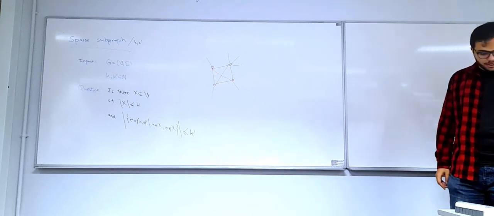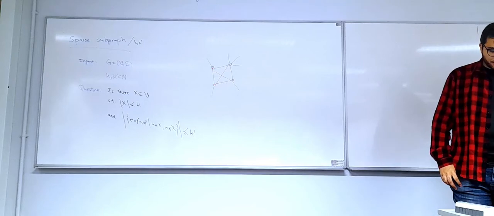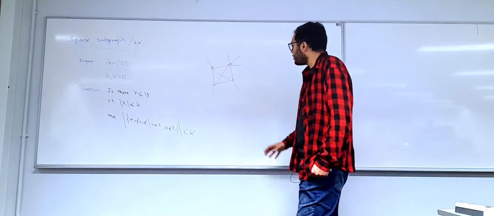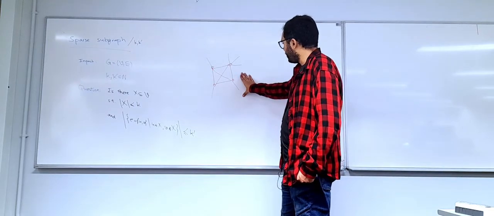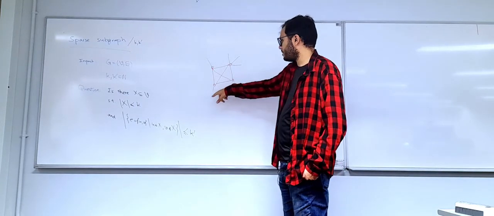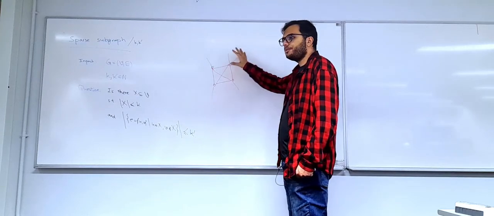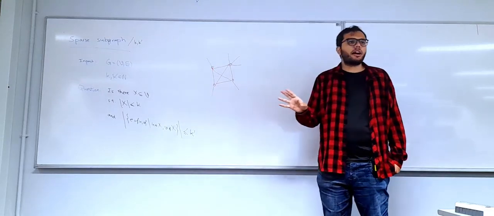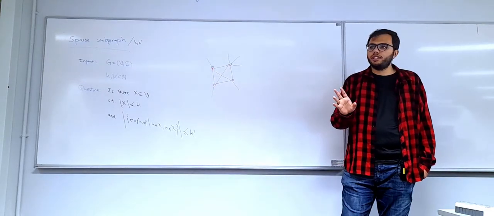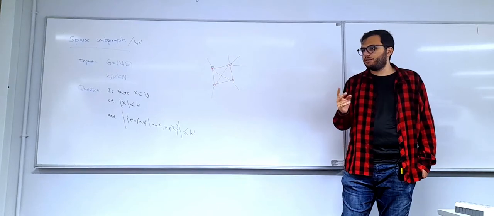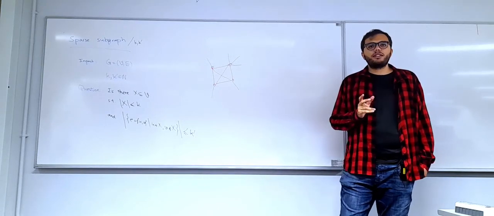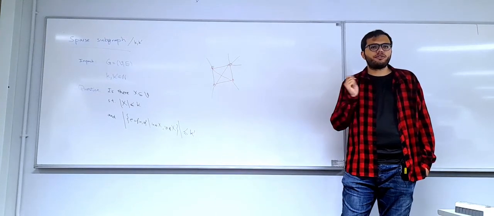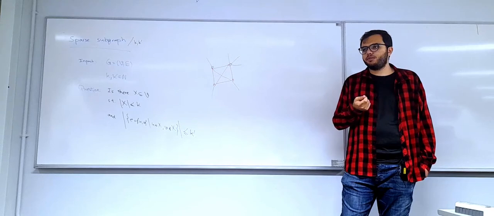But of course, I'd rather have FPT. And I want to use this idea of color coding. So the way I drew this picture, I drew the set X in red, and I drew everything else in blue. So let's try to just do that. Let's say I just color my whole graph with two colors, red and blue. And just to make things easy, let's say that for every vertex, I just flip a coin, and with probability half, I make it red, with probability half, I make it blue.